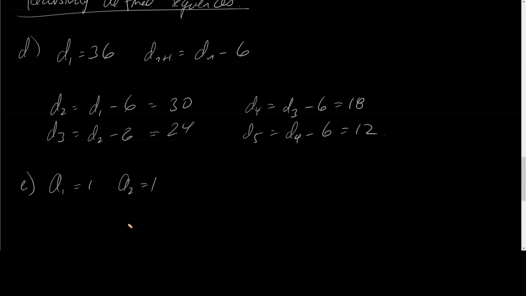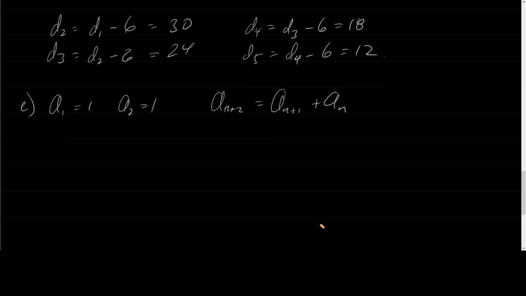A sub 2 is also equal to 1. And then I'm going to define a sub n plus 2 to be equal to a sub n plus 1 plus a sub n. So what does that mean? Let's see. We're saying these are the first two terms. Then we're saying the third term and beyond are defined this way.